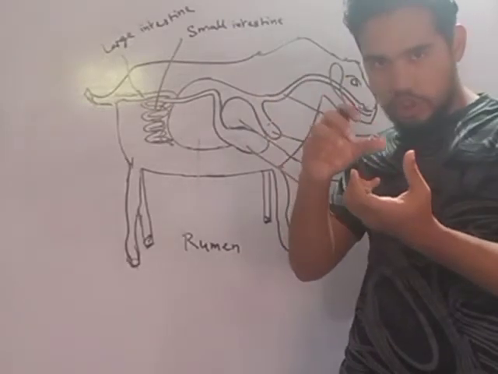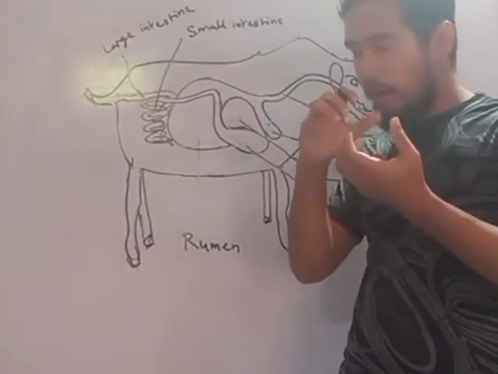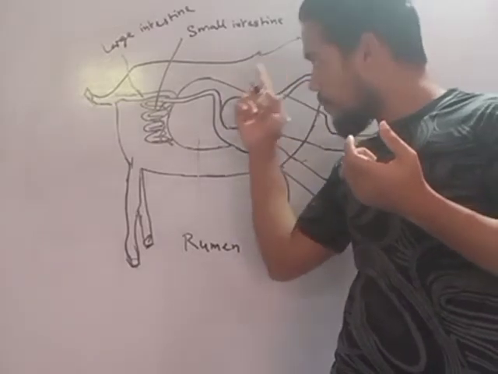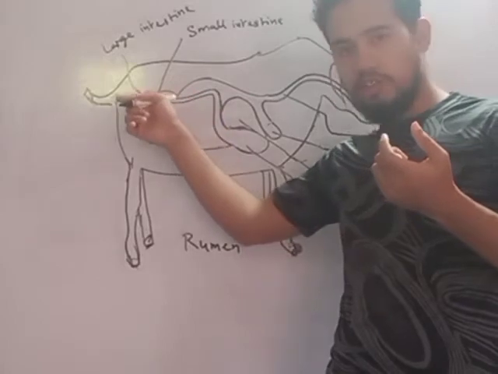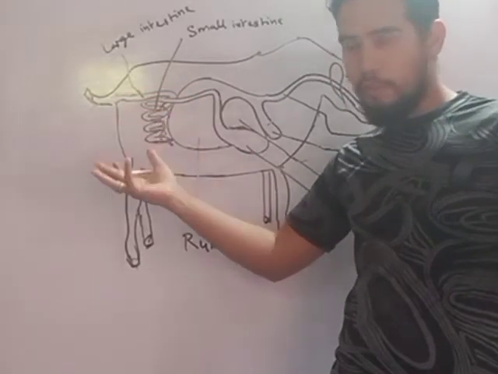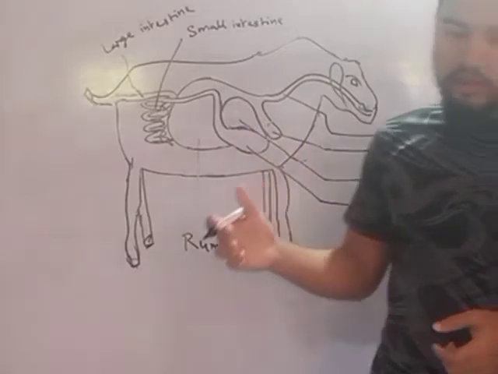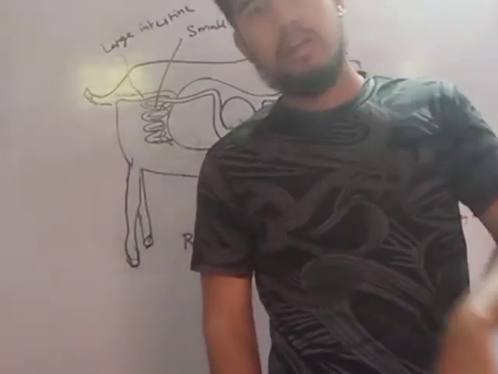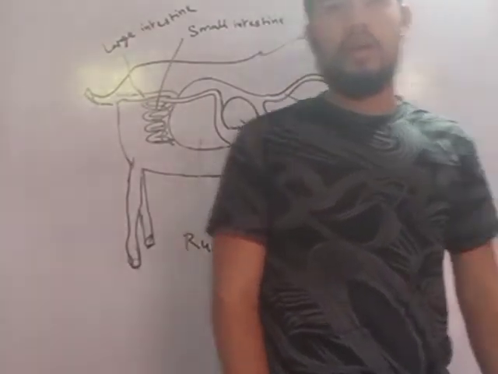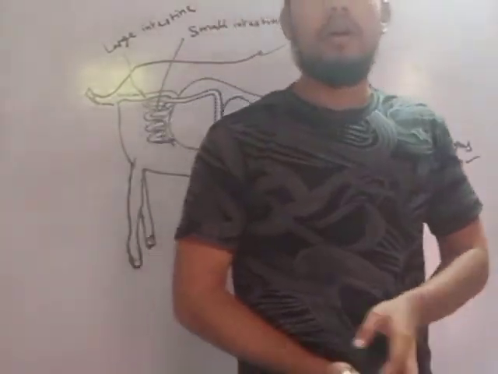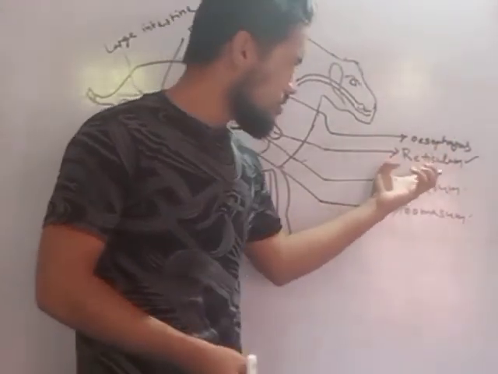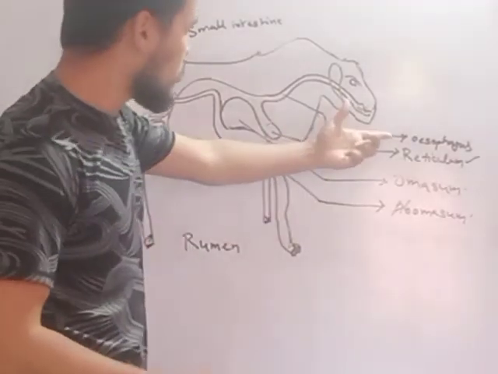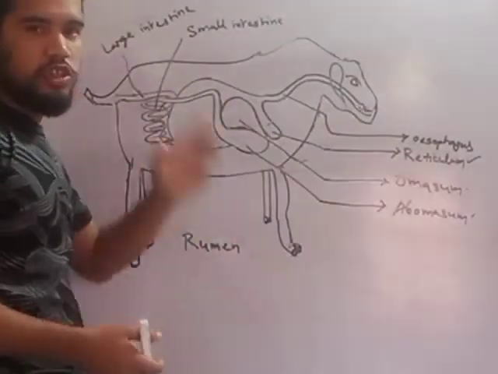And the undigested or unnecessary material, which is not useful for the ruminants, is thrown out of the large intestine. So simple. So rumination and ruminants is over. Basically four parts are there in ruminants: reticulum, omasum, abomasum and rumen. Except these parts, the esophagus, small intestine and large intestine are there. Okay.